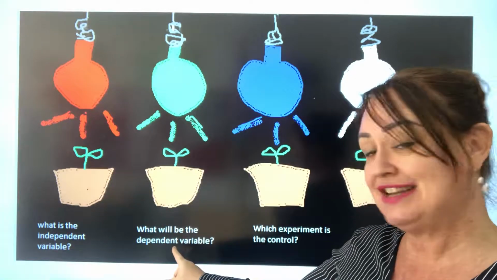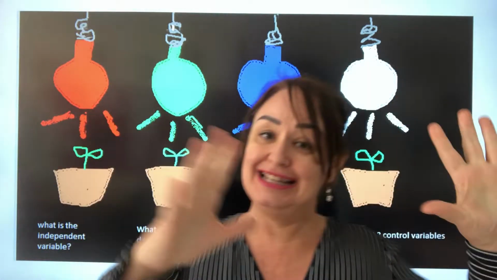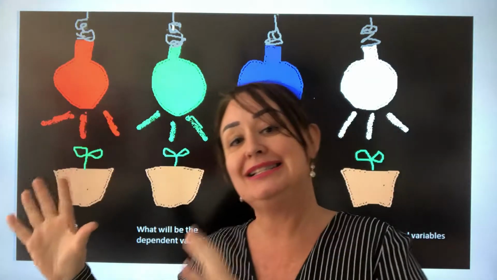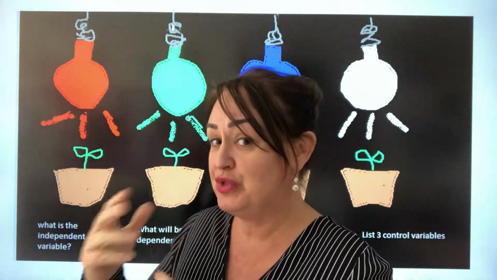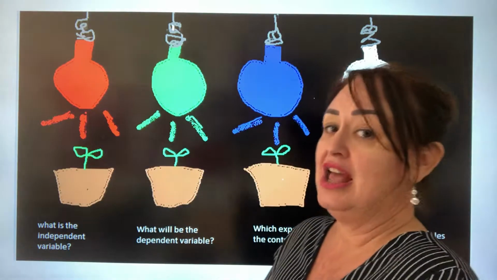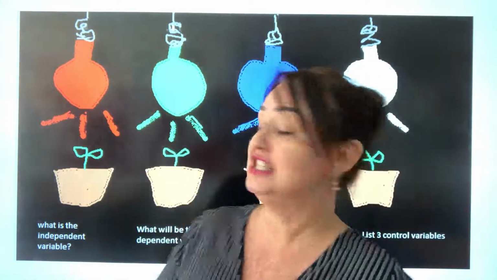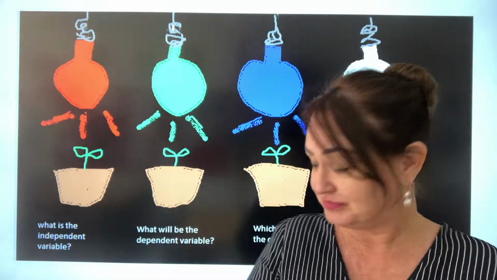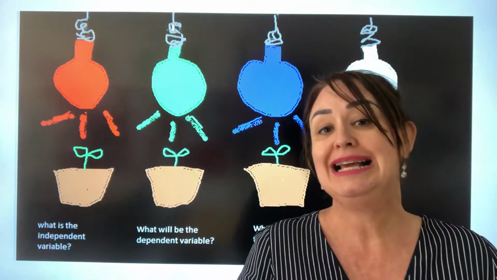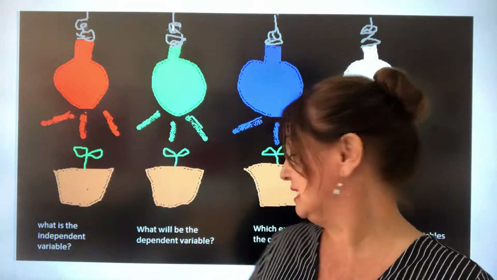The dependent variable is what we measure at the end of the experiment. It depends on the experiment itself. And we said that how we would measure to see if the colour of light had any difference was we would measure the height of the seedlings. So our dependent variable is the height of the seedlings.